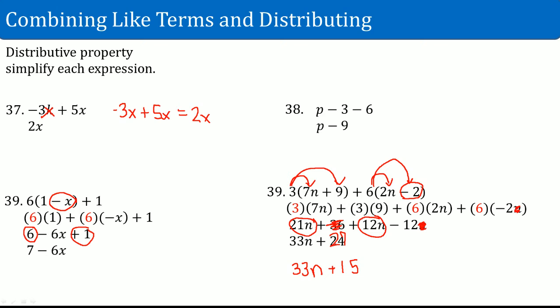33n plus 15. Okay, how am I getting that 15? That is the 27 subtract 12. How am I getting 27? 3 times 9, which is 27.